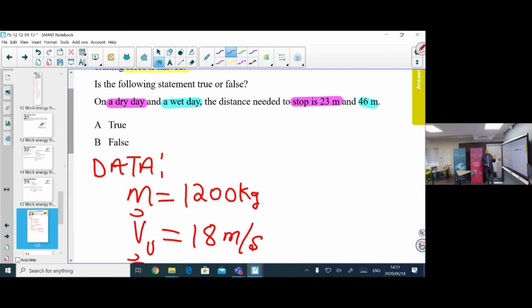We have to say whether the following statement is true or false: on a dry day and a wet day, the distance needed to stop is 23 meters and 46 meters. If you look at these values, they follow each other respectively. We have a dry day, which is 23 meters, and a wet day, which is 46 meters. That is why we have different colors so that you can see what I'm talking about.